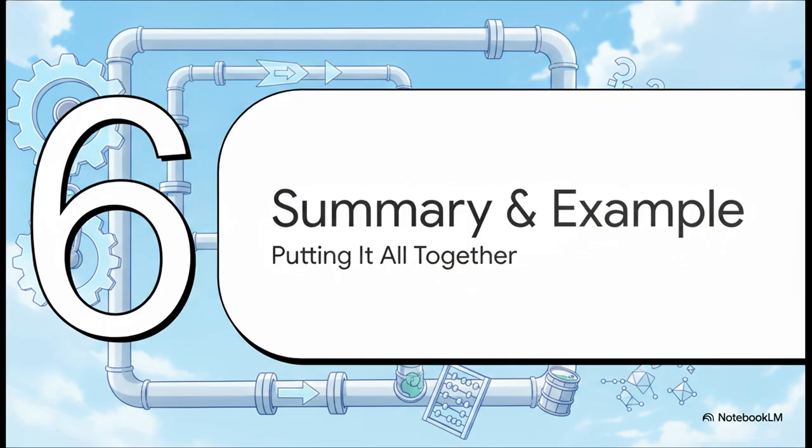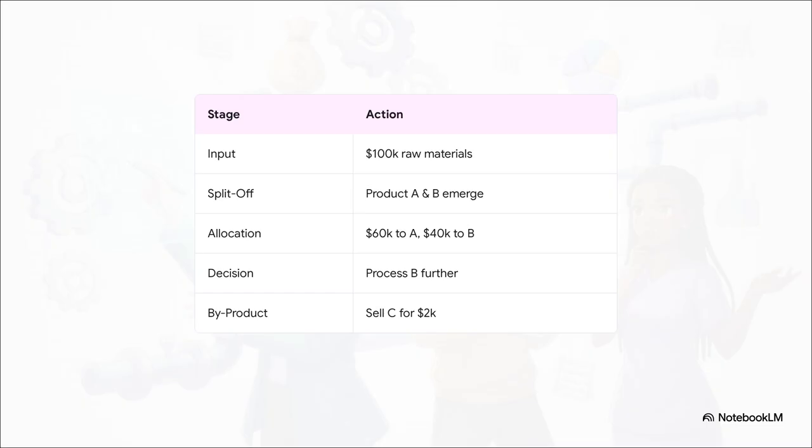Let's bring it all home in Section 6, Summary and Worked Example, Putting It All Together. Let's walk through a concise scenario you would actually see on a test. We start the input stage with $100,000 in raw materials and joint costs. At the split-off point, joint products A and B emerge, alongside a minor byproduct, C. Next, allocation. Using the sales value method, we allocate $60,000 of those sunk costs to A and $40,000 to B.